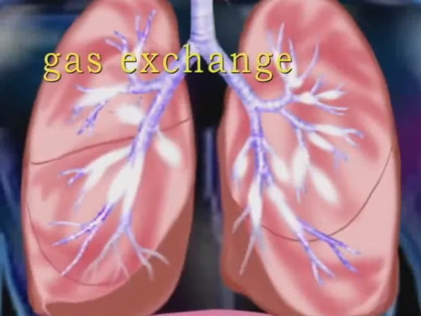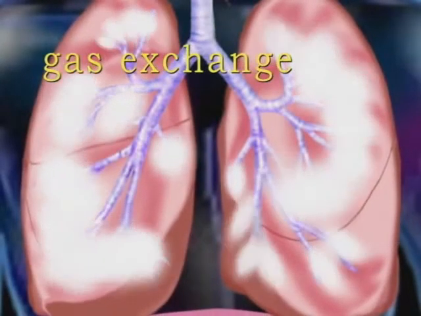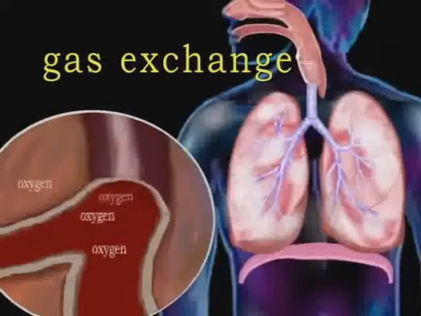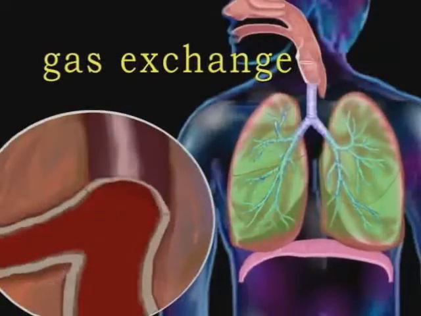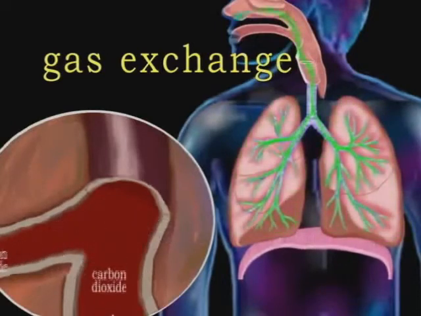Gas exchange occurs in the lungs, where oxygen is transferred from the inhaled air and added to the bloodstream, and carbon dioxide is transferred from the bloodstream to the exhaled air. Respiration also occurs at the cellular level.